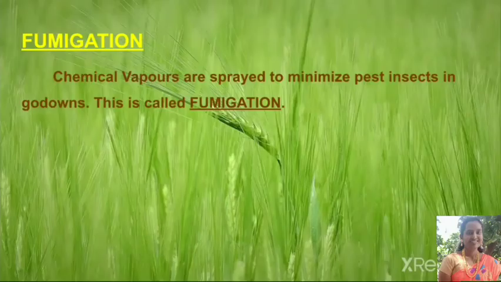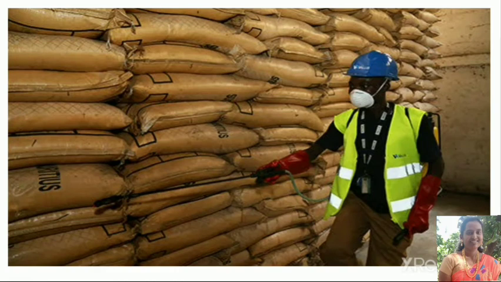And also fumigation is done. That is, chemical vapors are sprayed to minimize the pest and insect in godown. That method is called as fumigation. The stored grains are inspected from time to time to make sure that they are free from diseases and pests.